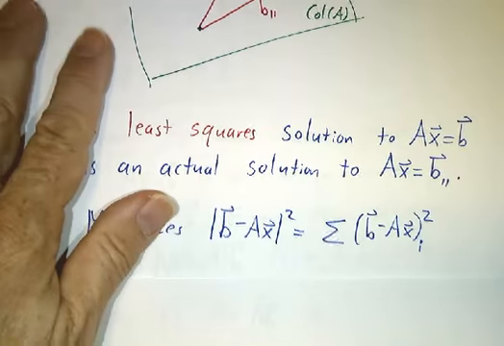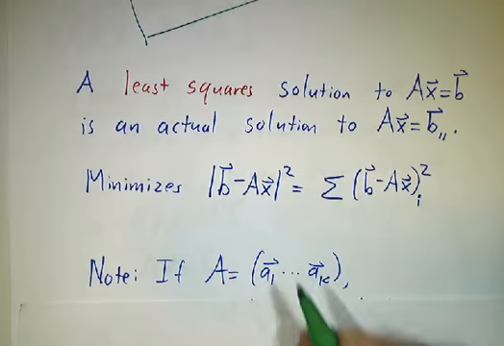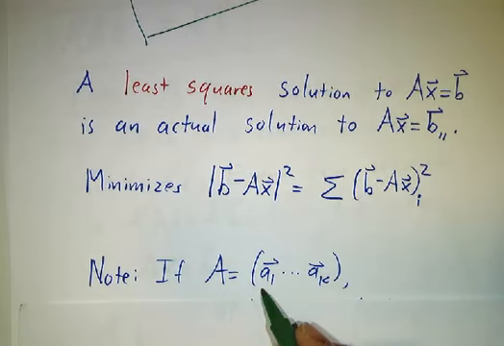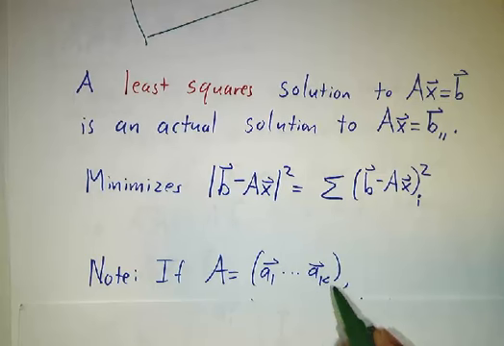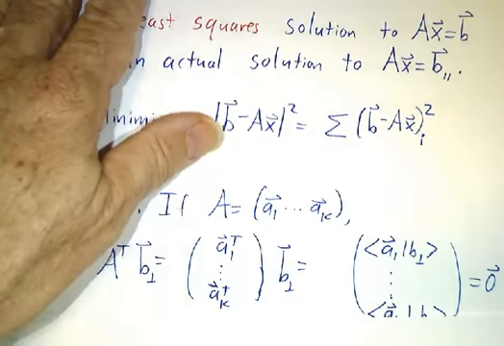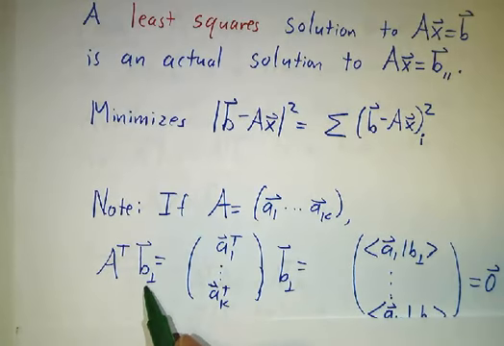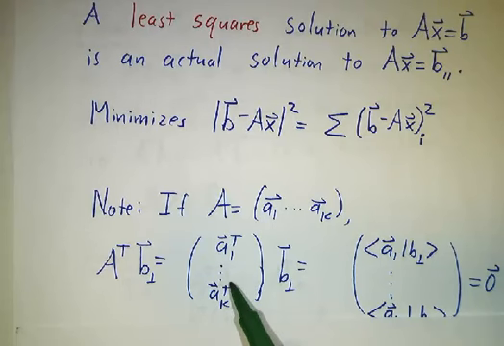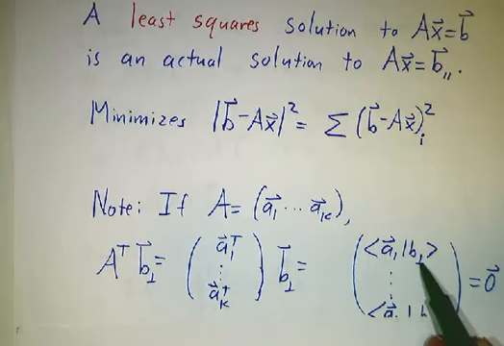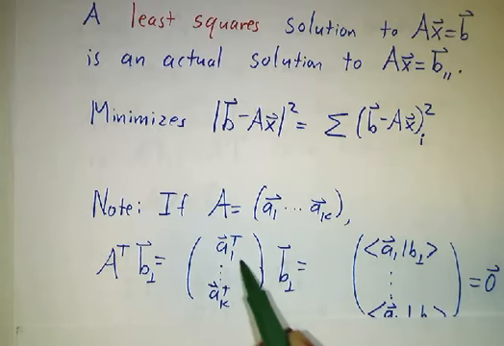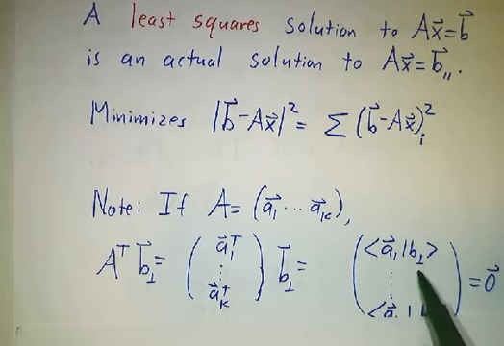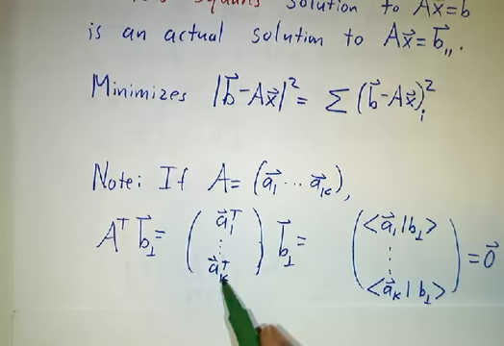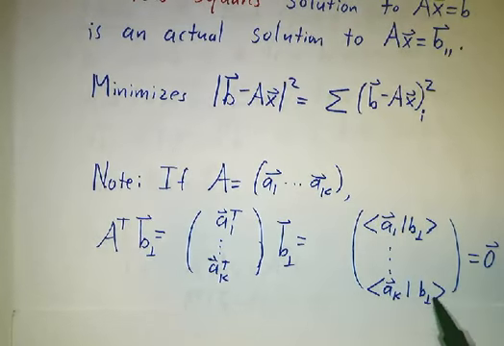Now here's the really cute trick. If you write A as a bunch of columns, you look at each column separately and you think of each column as a vector. If you compute A transpose times b perp, well, A transpose is a bunch of rows: a1 transpose, a2 transpose, a3 transpose, ak transpose. And a1 transpose times b perp is the inner product of a1 with b perp. And a2 transpose times b perp is the inner product of a2 with b perp. And ak transpose times b perp is the inner product of ak with b perp.